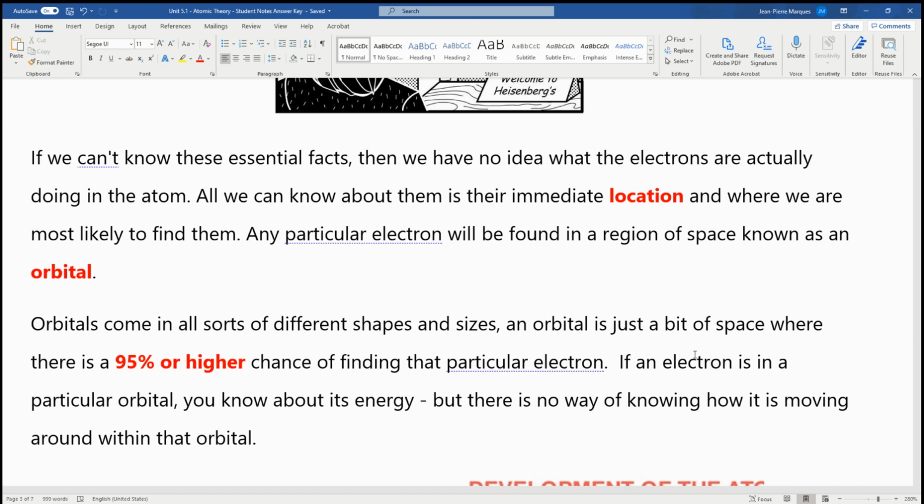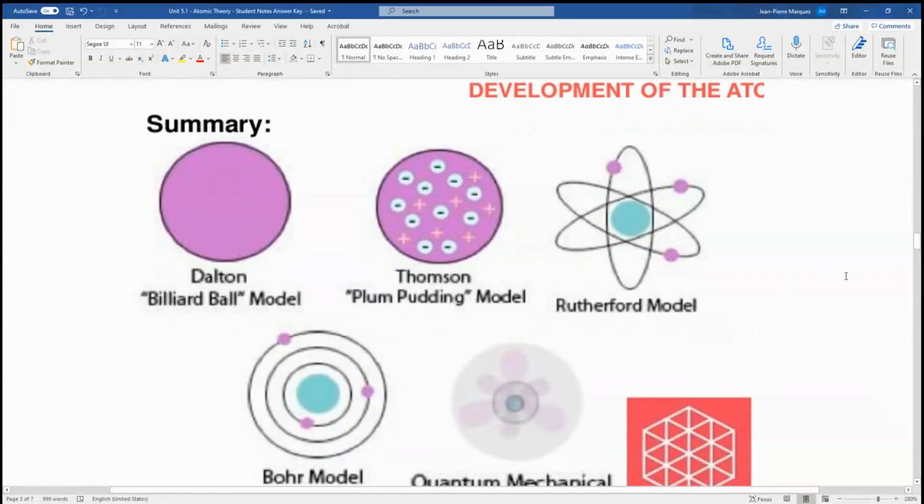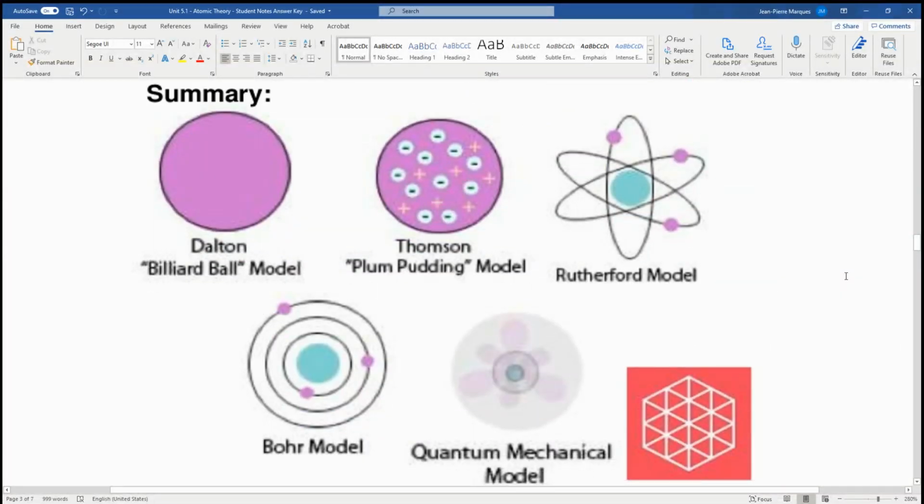The further away you are, the more energy you have. But there is no way of knowing how it is moving within that actual orbital. Okay? So this makes things very difficult for us, but it does give us kind of a growth to our atomic model.